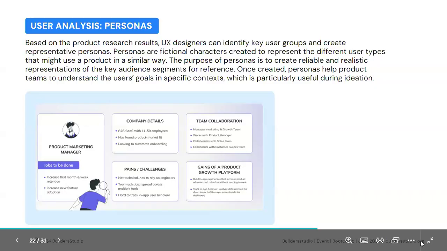That is it. So based on the product research results, UX designers can identify key user groups and create representative personas. Personas are fictional characters created to represent the different types of users of a product in a similar way. You understand? The purpose of a persona is to create a reliable and realistic representation of the key audience.